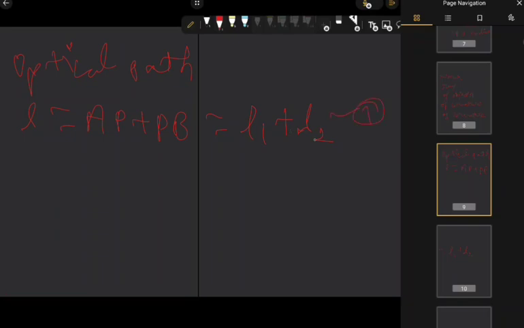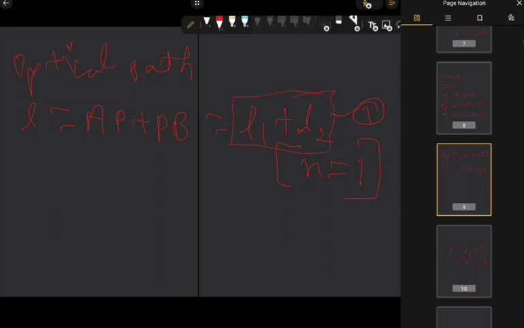Let this be equation number 1. It is equal to L1 plus L2 because we have taken N equal to 1. If N were something other than 1, if we had considered that it is not vacuum or air but some other medium, then the N value would not be 1. In that case, there will be some other expression.